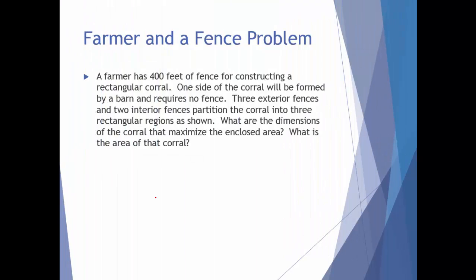This is what is affectionately known as a farmer and a fence problem. Generally, farmer and a fence problems are pretty much what they sound like. You've got a farmer trying to enclose some kind of space, and your job is to optimize something about that space. So in this particular problem, you have a farmer with 400 feet of fence for constructing a rectangular corral. One side of the corral will be formed by a barn and requires no fence. Three exterior fences and two interior fences partition the corral into three rectangular regions as shown.